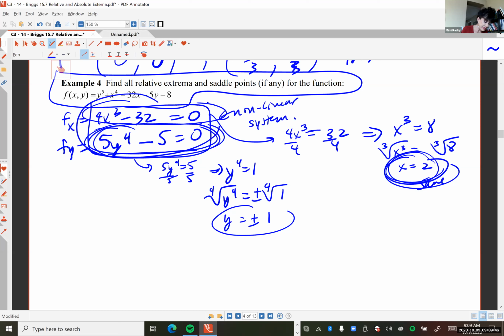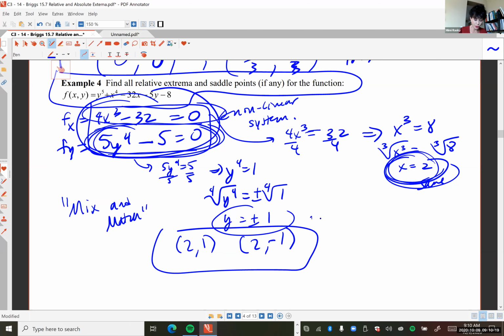Here, because this system of equations was not like the true system where you had a mixture of x's and y's in both of the equations, where you had one that just had a single variable and the other one had the other single variable, this is where you get to do your mixing and matching. So what the heck do I mean by mixing and matching? You look for all the possible combinations that x and y can make with each other to get all your critical points. So x is 2, and y could either be 1, or x could be 2 and y is -1, and we're done. And those are two critical points.